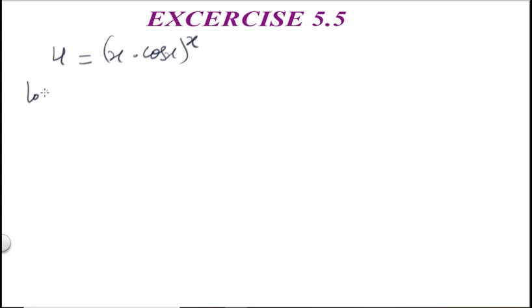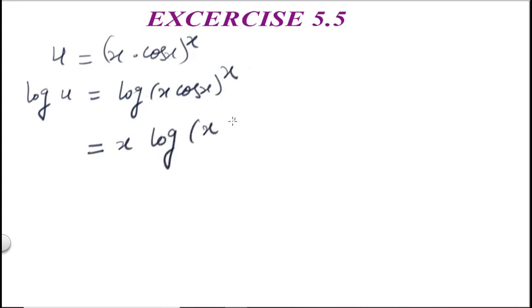Taking log on both sides, we will have log of u equals log of (x cos x)^x. As you know the property of log of a to the power b, the power comes to the front: x log of x cos x, and here log of u you have. Now as you know, here are two functions, one is x and one is this complete function. So we are going to use the product rule when there are two functions.